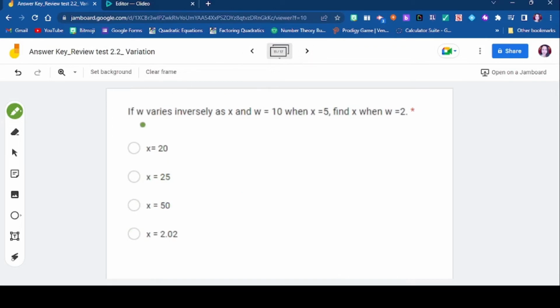Next. If y varies inversely as x and w is equals to 10 when x equals to 5, find x when w is equals to 2. Let's change first this into a mathematical statement. So w varies inversely, that is division, so k over x. Let us substitute the given. It says there w is 10, so let us substitute this by 10. Then copy k. Then our x will be 5.